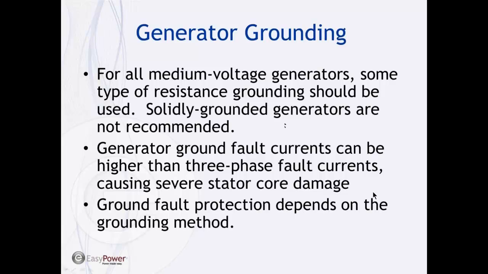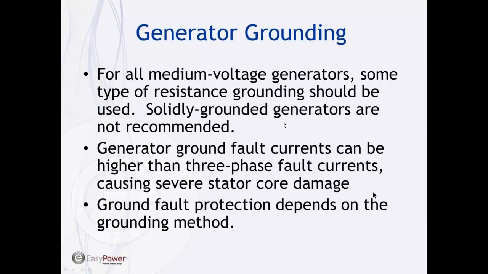And the reason is that ground faults are going to be the most common fault, and so you can limit the damage by reducing the ground fault current. Also, if you look at the impedances for most generators, the zero sequence impedance is going to be lower than the subtransient reactance, so that means that for a line-to-ground fault, the fault current can actually be higher than the three-phase fault current, and that can cause severe stator core damage.